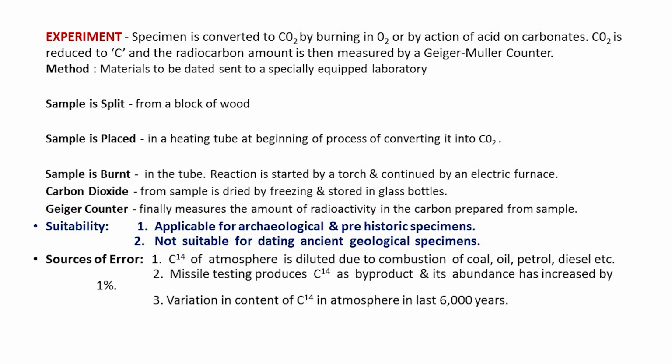An experiment can be performed to know the ratio of carbon-14 or to count the carbon-14 in a sample. The specimen is converted to carbon dioxide by burning it in presence of oxygen or by the action of acid on carbonates. The carbon dioxide is reduced to carbon and the amount of radiocarbon is then measured by a Geiger-Müller count method. The material which is to be dated should be sent to a very equipped laboratory.